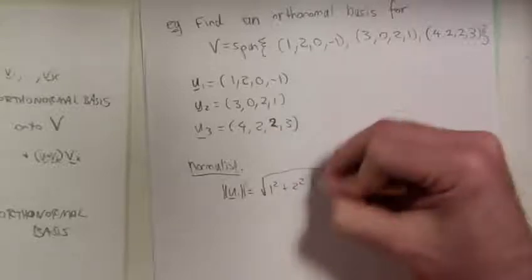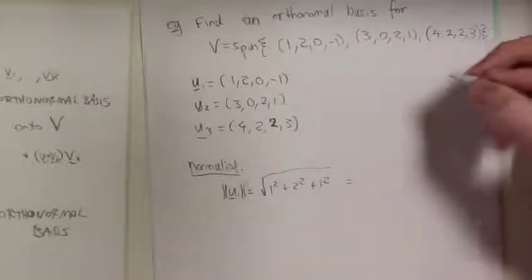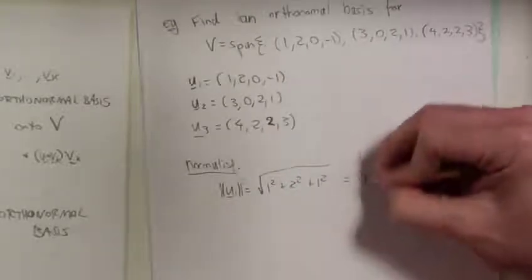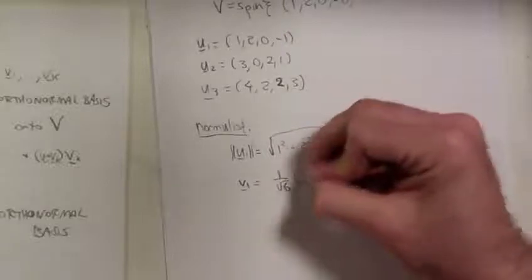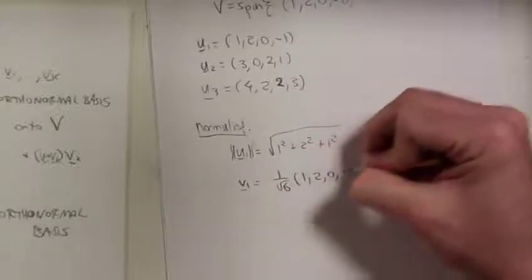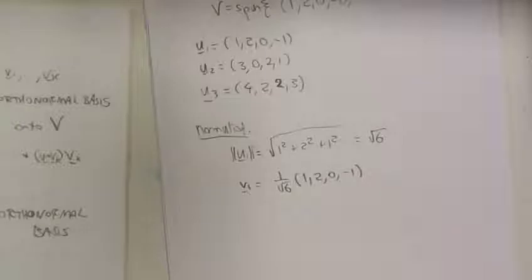So what is it? The square root of 1 squared plus 2 squared plus 1 squared, which is √6. And so V1 will be 1 on √6. My recommendation number 1 for doing this in practice is not to multiply it into the vector and just leave it out the front.